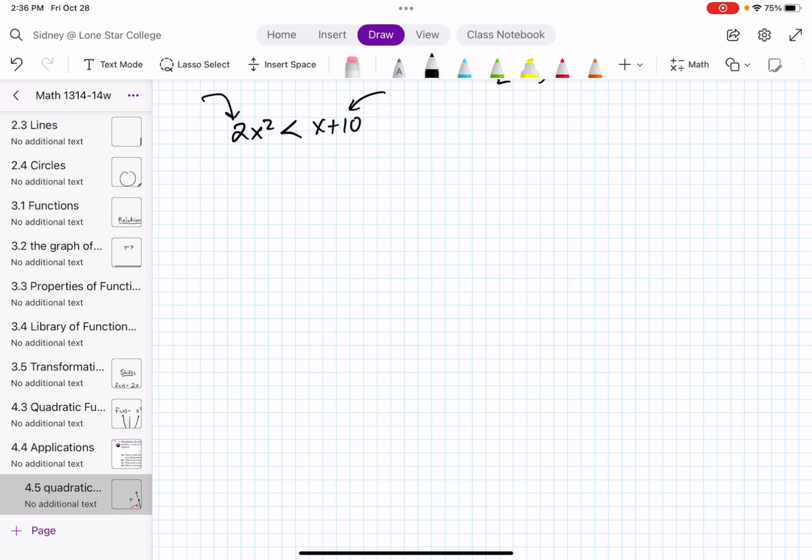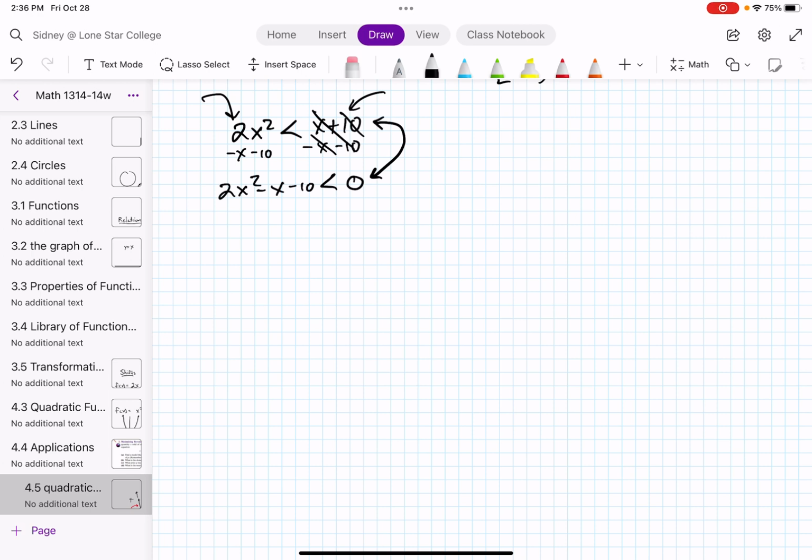When you do it by hand, we actually change this around a little bit. Here's what I mean. We're going to move everything to the same side of the inequality. When I subtract over the x and I subtract over the 10, I get 2x squared minus x minus 10 is less than 0. I literally subtracted away everything on this side. This problem is mathematically equivalent to this problem.